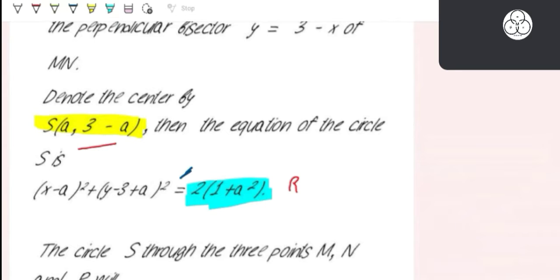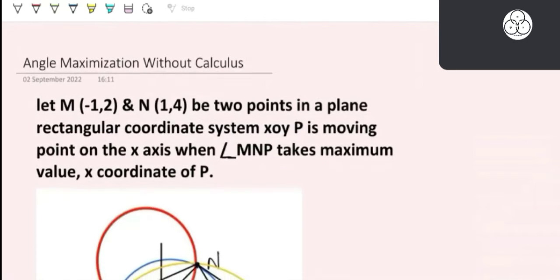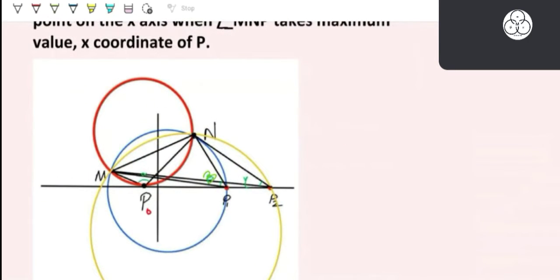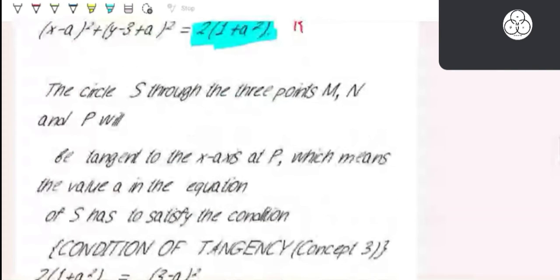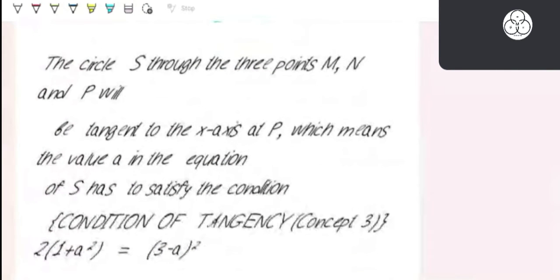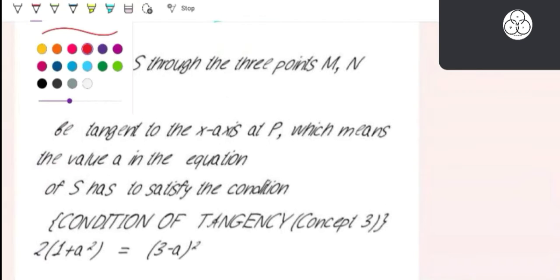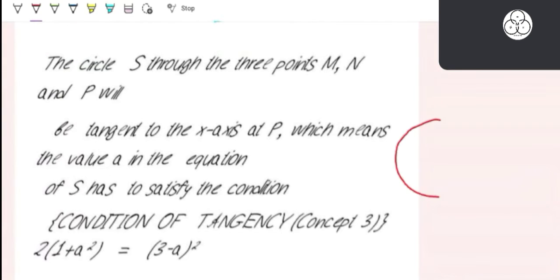Now, the circle S through the 3 points M and P will subtend maximum angle on the x-axis, as we have seen in this diagram, when this P is the tangential point. So now we'll apply the condition of tangency, which you can say is concept 3. What is the condition of tangency for a circle? Given a circle, we know the center of the circle is some g comma f.